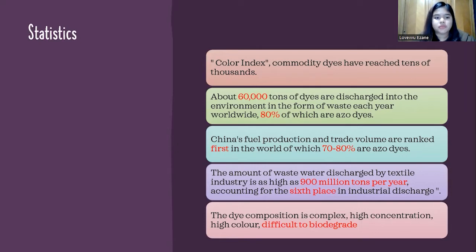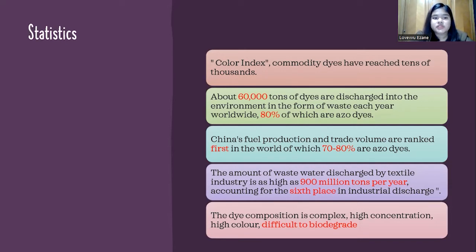According to the data published by the National Bureau of Statistics, at present, China's dye production and trade volume are ranked first in the world, of which 70 to 80% are azo dyes. According to incomplete statistics, the amount of wastewater discharged by the textile industry is as high as 900 million tons per year, accounting for the sixth place in industrial discharge.